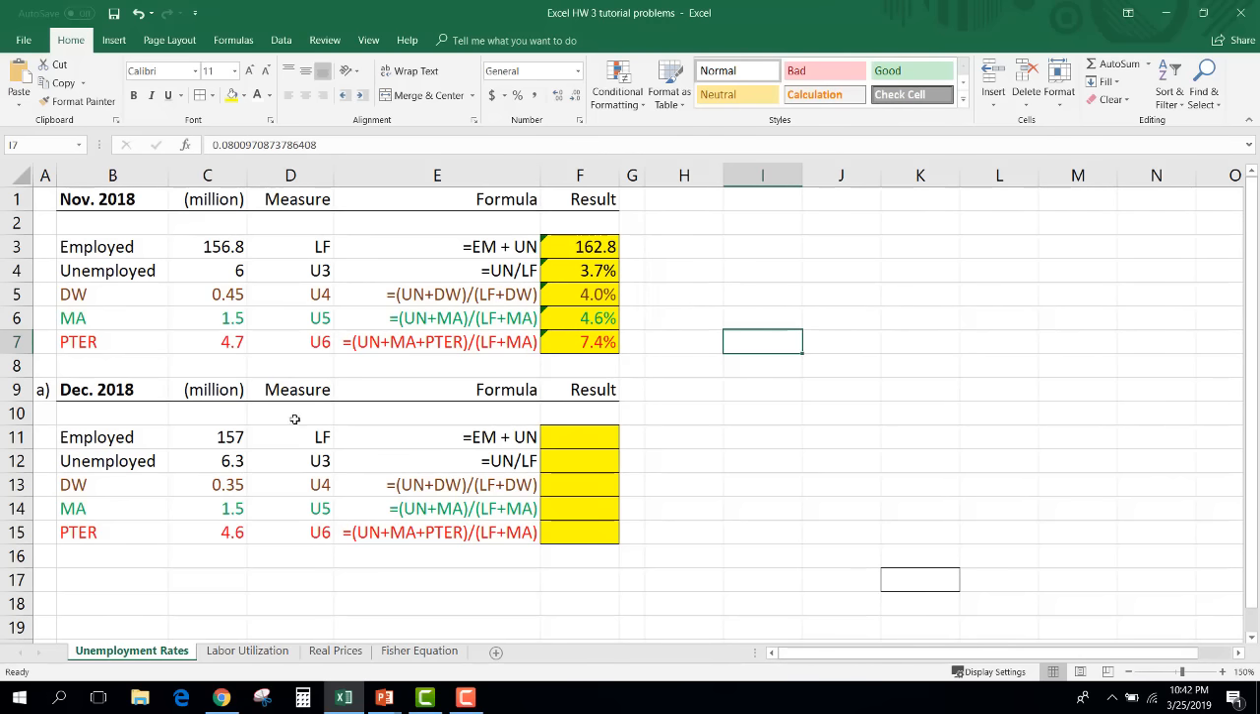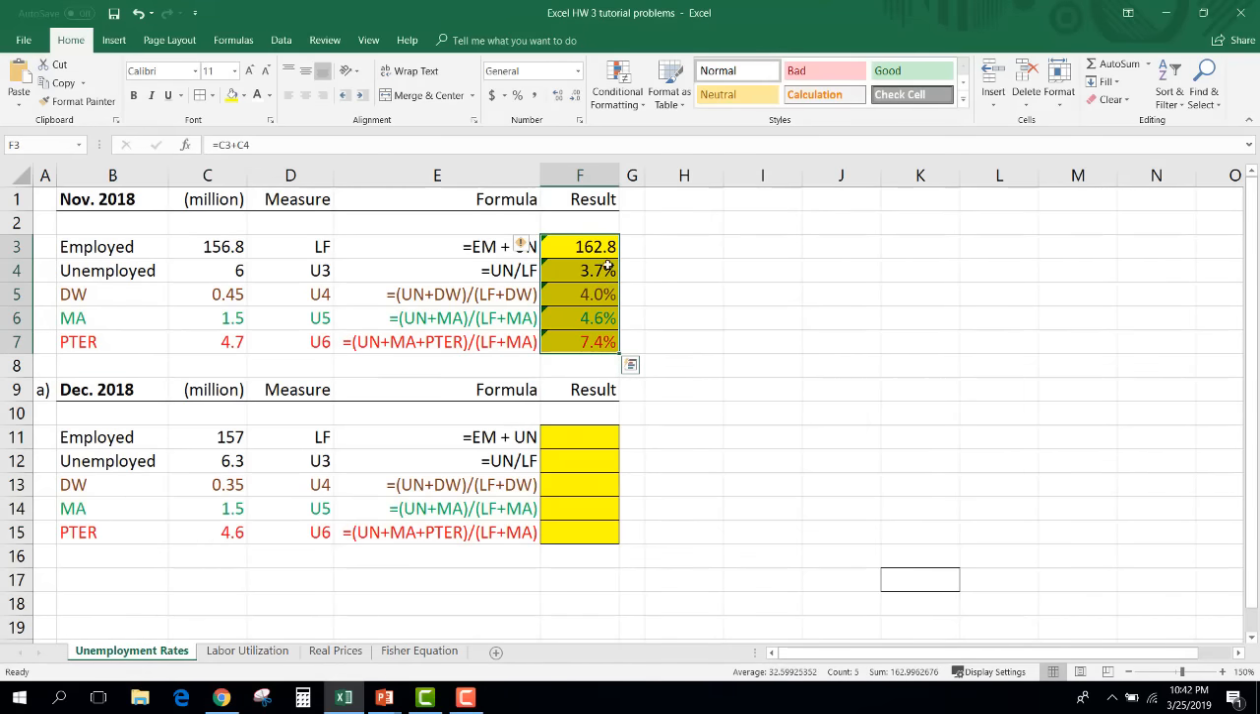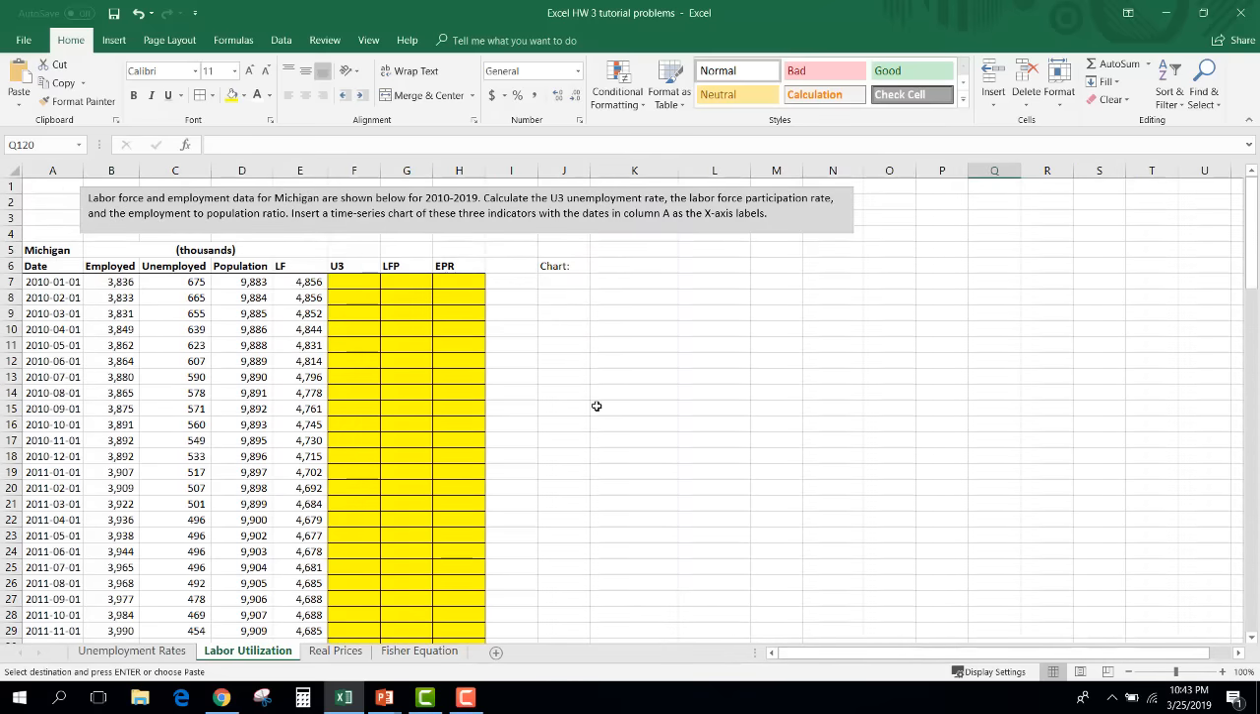Now, the nice thing about running this calculation all over again is that we don't have to enter any of those formulas. This data set is structured exactly the same as this one, and we didn't use any absolute references here, they're all relative, no dollar signs, so all we need to do is copy and paste, and there are the results for December 2018. All right, so that was pretty easy, right? Nothing to it, right? Let's move on.